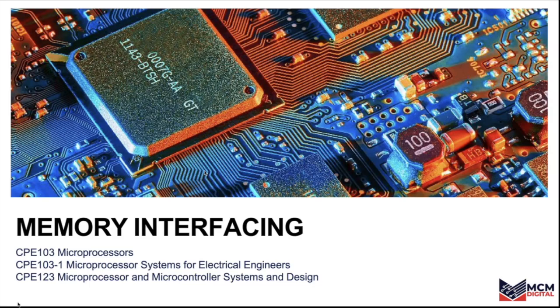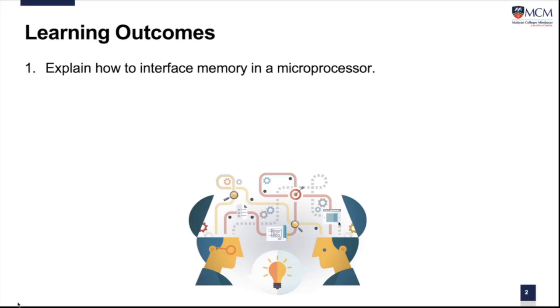So we have some key points about memory interfacing, especially in the 8086 architecture. One is address decoding, data bus, control signals, even or odd bank addressing, and the chip select, etc. So let us now start this interfacing. The expected learning outcome for this afternoon is to be able to explain how to interface memory in a microprocessor.